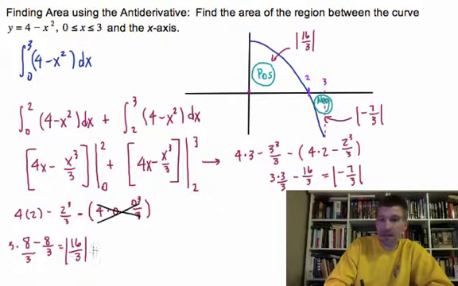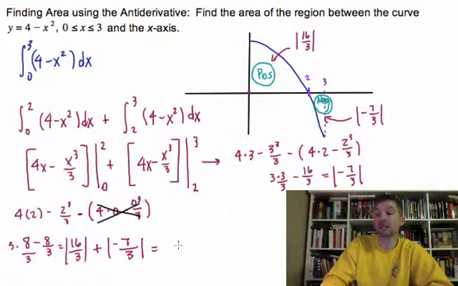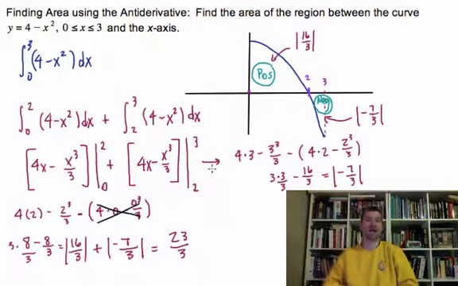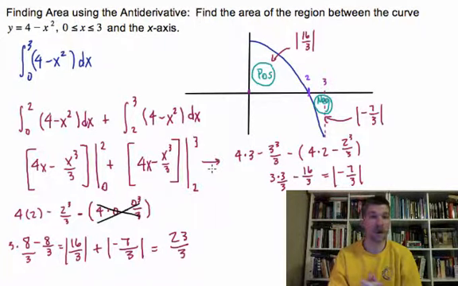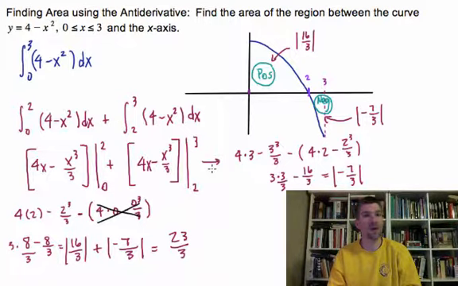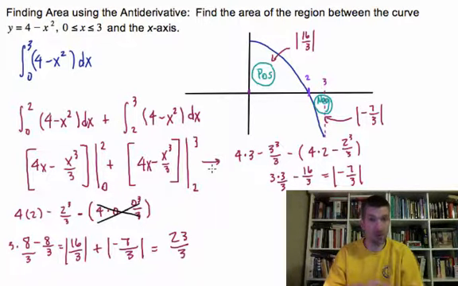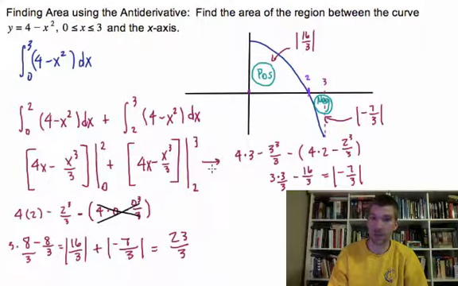So here we go. 16 thirds plus the absolute value of negative 7 thirds. The absolute value of negative 7 thirds is 7 thirds, so 16 thirds plus 7 thirds is 23 thirds. So if you're asked to find area, use absolute values. If you're asked to evaluate the integral, then you just do your addition and subtraction just like you learned in second grade.